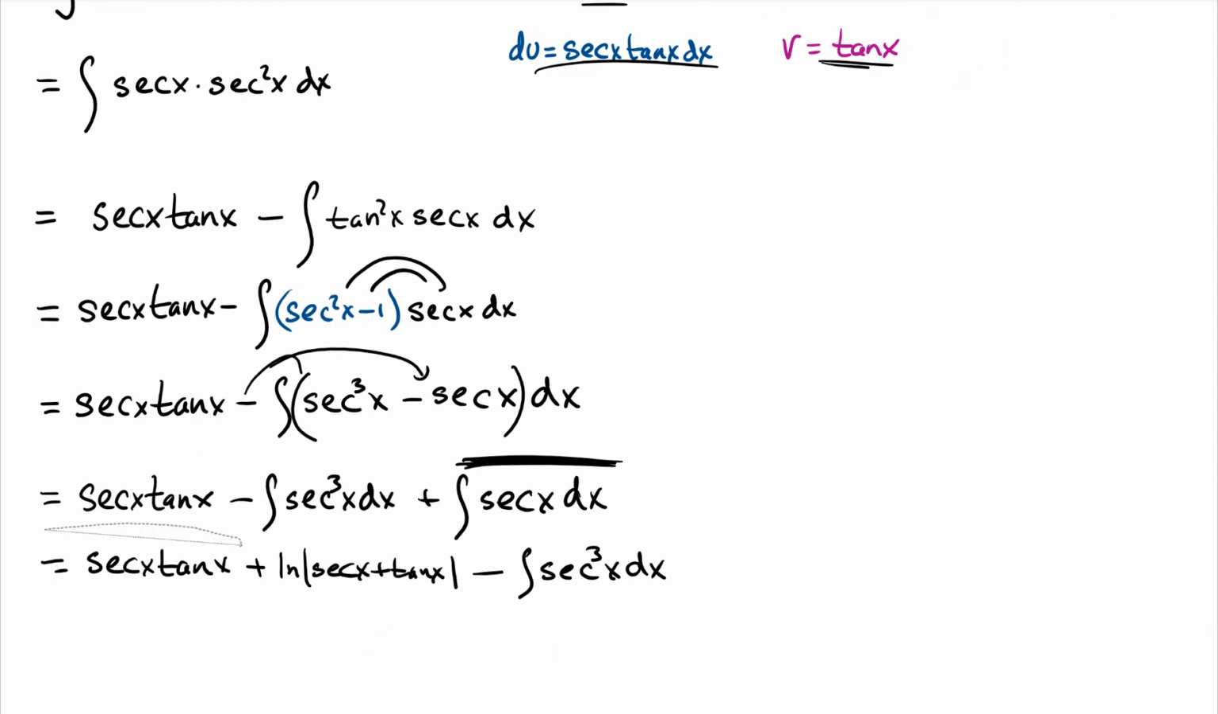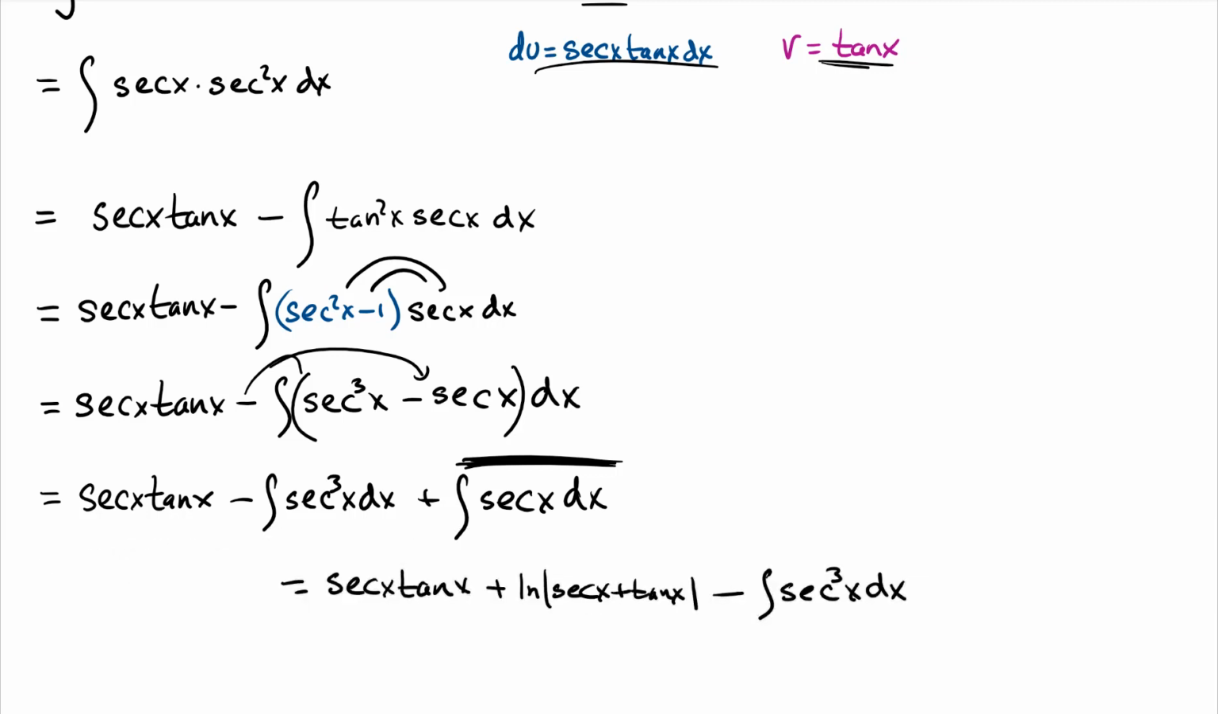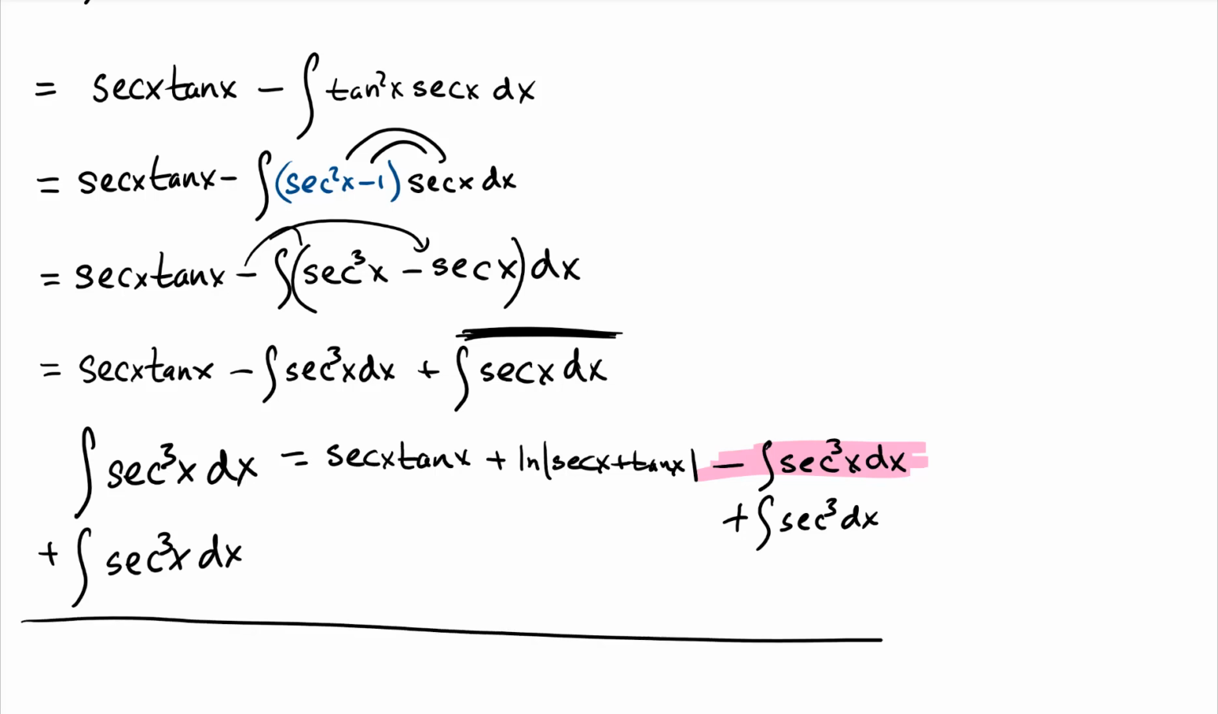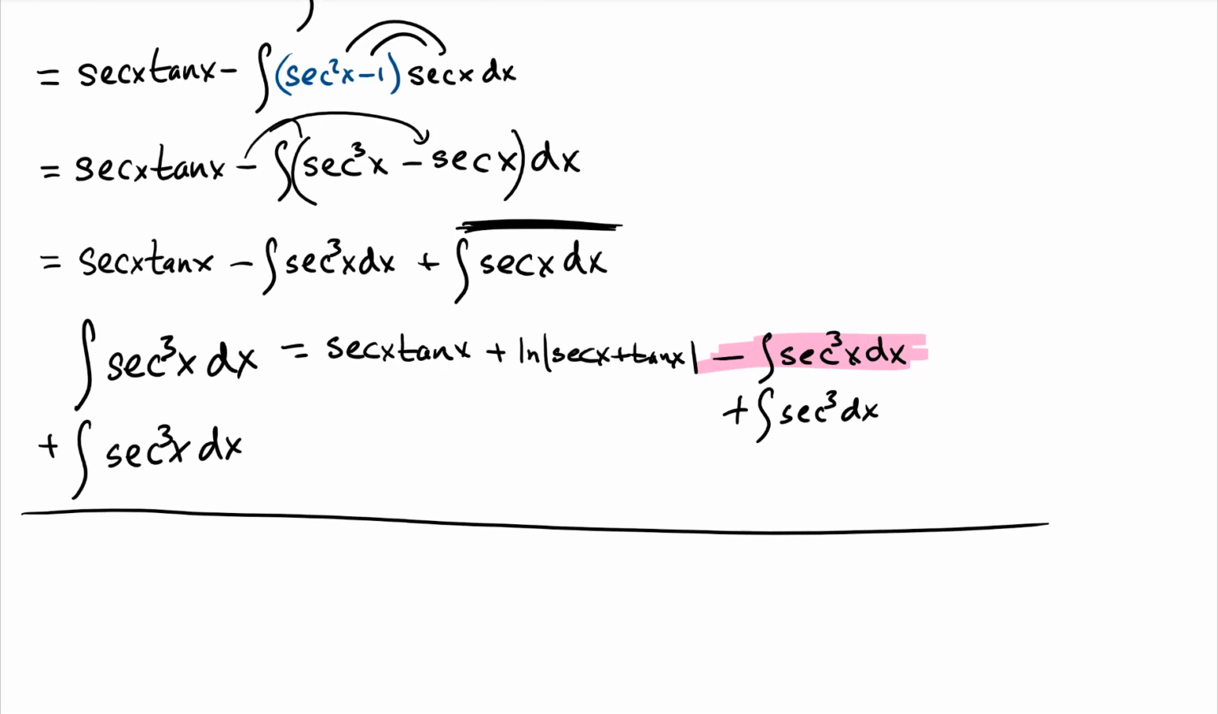But wait a second. Isn't this what we started with? We're looking for the integral of secant cubed of x dx. It's equal to this. You see that this matches over on this side? So let's add this over to the other side of the equal sign. Are you seeing why you might want to memorize this instead of having to actually do it? Because your teacher is going to ask you at some point about this.